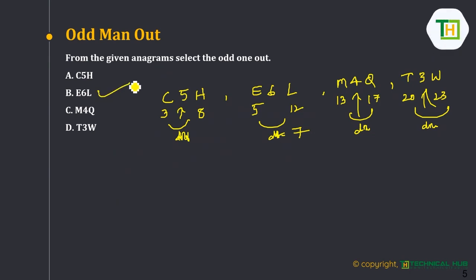So every time you need not use a gap rule, vowel rule, or alphabetical order rule. You can see the options and directly find the answer. In that case, do not use those rules. Yes. Next one.